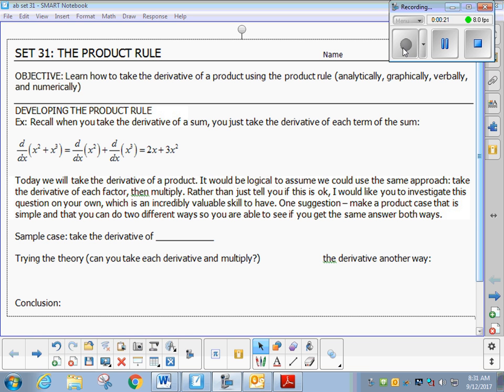So the power rule is a great technique. We take the derivative of sums. Today you take the derivative of a product, like sine of x times e to the x. How do you take the derivative? All right, that's cool. You with me?